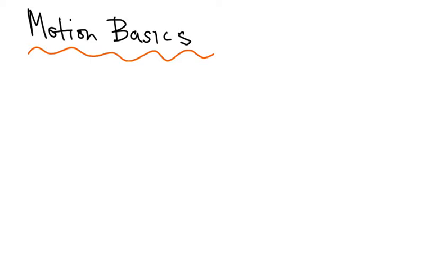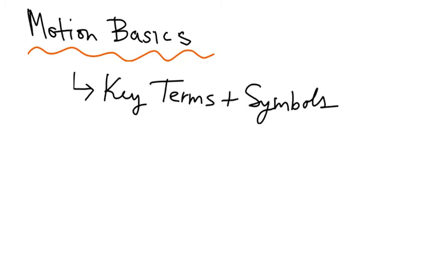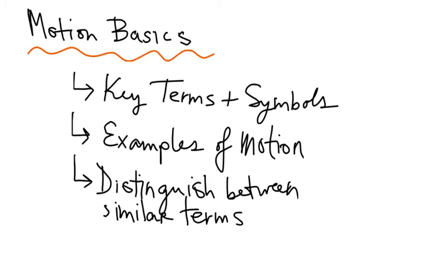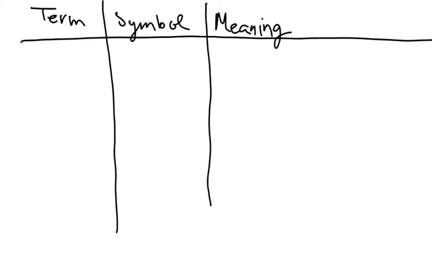This is your second Physics P video, and there are a few things that you're going to get out of this video. So this video is going to talk about motion basics. What you should get out of this video are some key terms and symbols, some examples of types of motion, and lastly, I want you to be able to distinguish between some similar terms. As I said, the first thing I'm going to do is give you some terms.